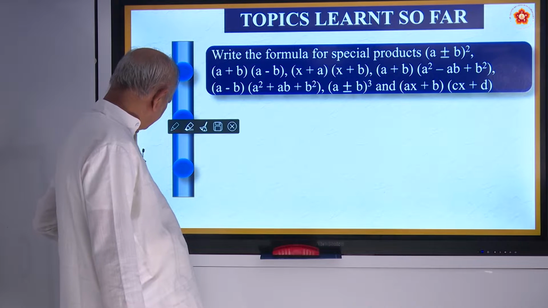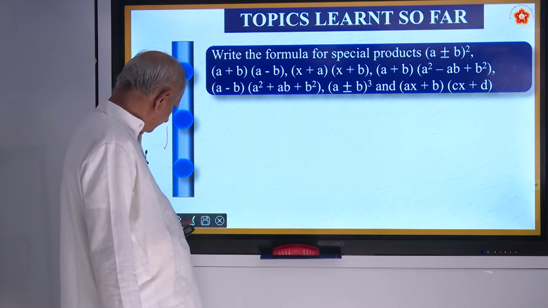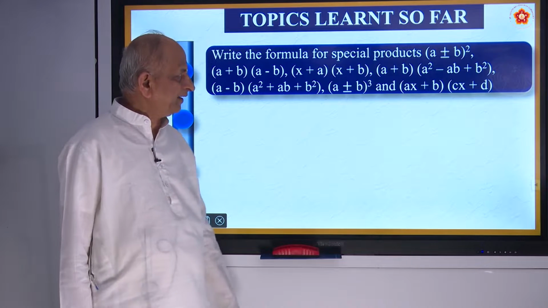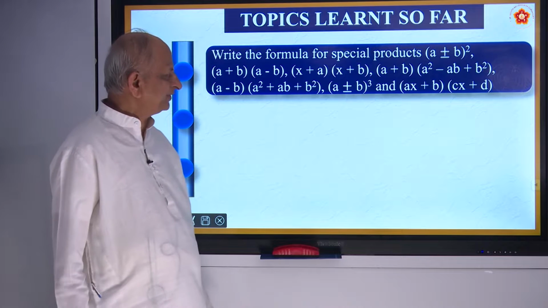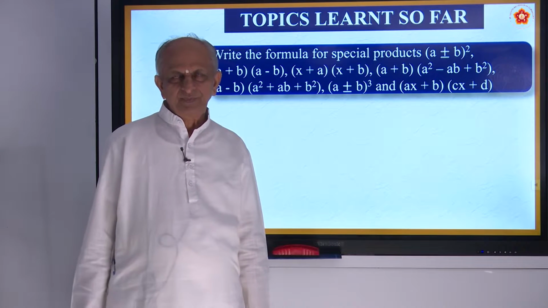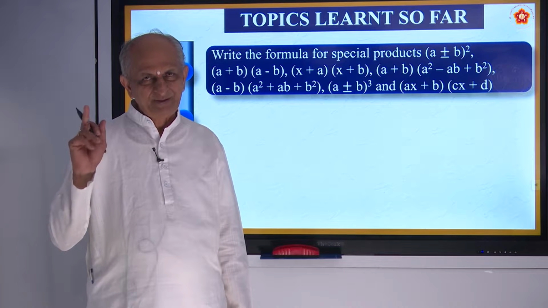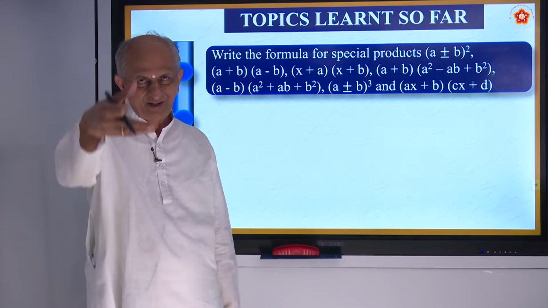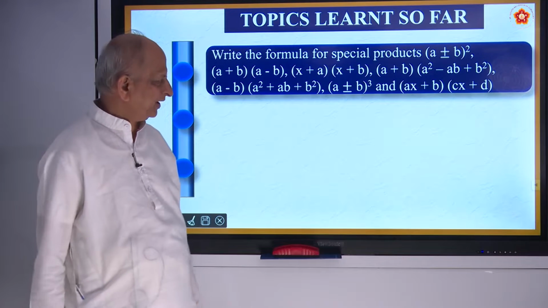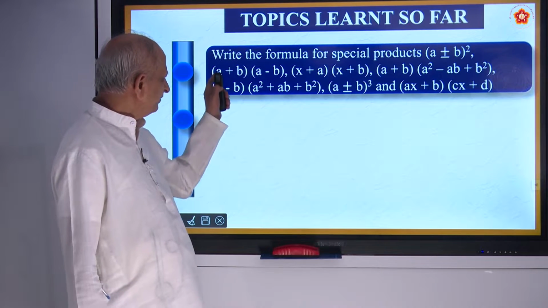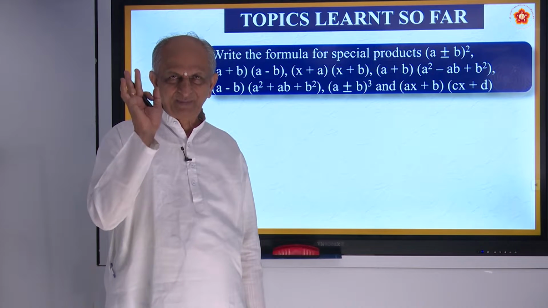Come on, anybody? You can tell the formula for a plus b whole square. A squared plus b squared plus 2ab. What is a minus b whole square? A squared minus 2ab plus b squared. Check. I think you have made a list. If you have not done it, you do it. What is a plus b into a minus b? Very simple. A squared minus b squared.